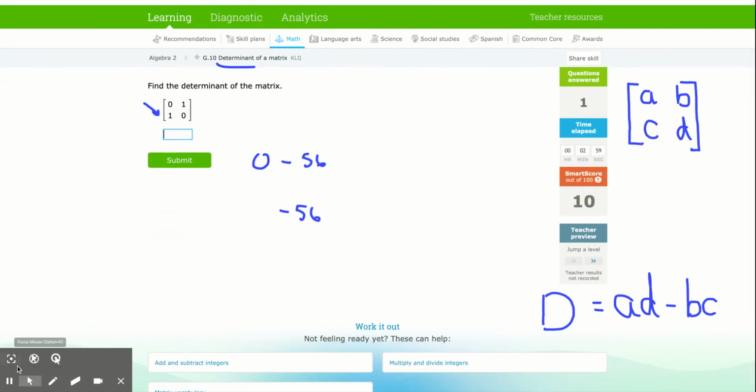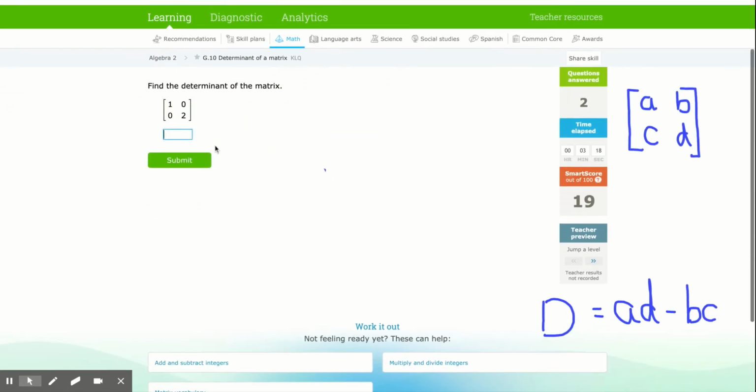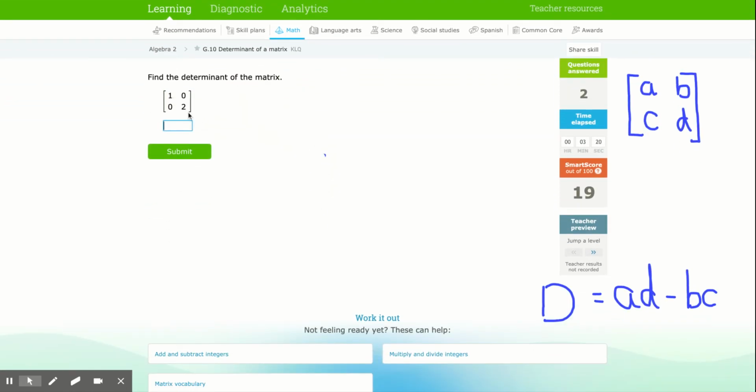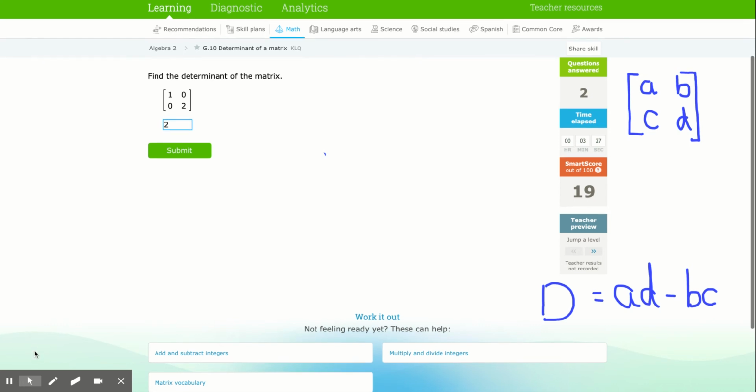Fantastic. Okay, so what I'm going to do now is leave that determinant formula over there. They start out obviously really easy. 0 times 0 is 0, 1 times 1 is 1. What's 0 minus 1? It's negative 1. So a lot of you will be able to do this very quickly in your head. 1 times 2 is 2. 2 minus 0 times 0 is 0. 2 minus 0 is 2. Again, they're doing lots of zeros.